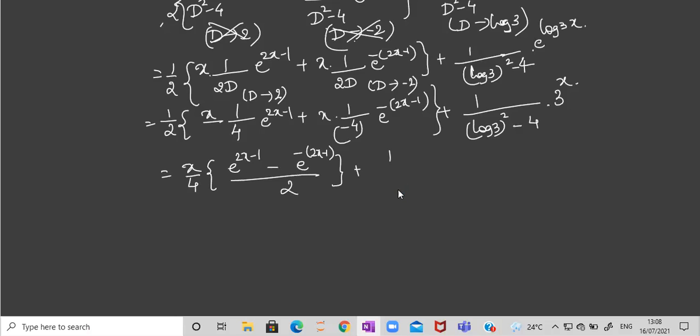Can you tell me what is the value of the flower bracket? Sin hyperbolic 2x minus 1. Very good. Sometimes it is converted. That time you write it. If they are different values, here it is different. Here it is same. So we thought of taking it.